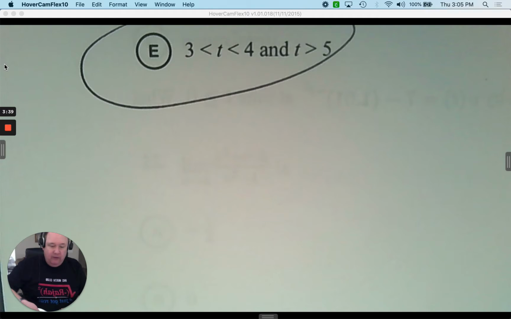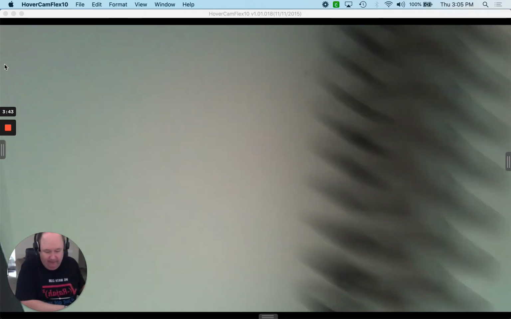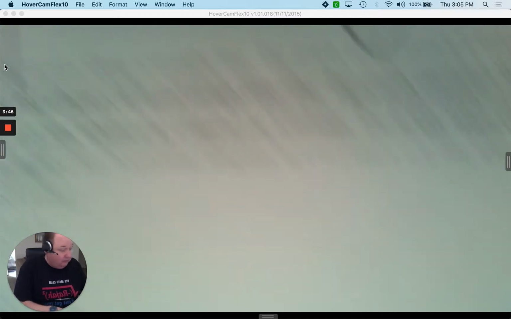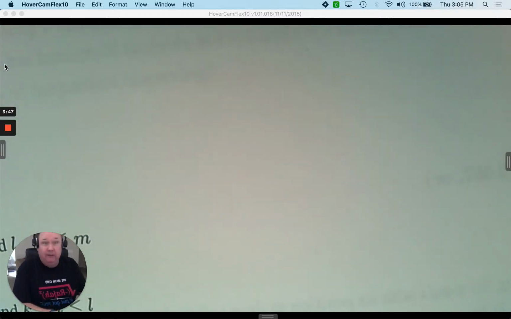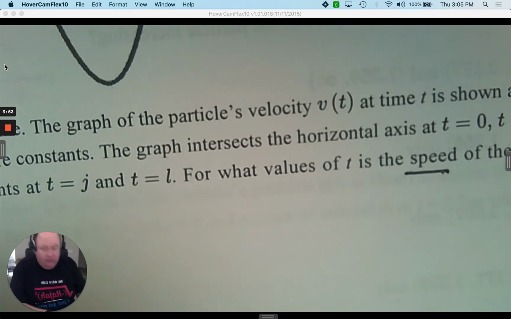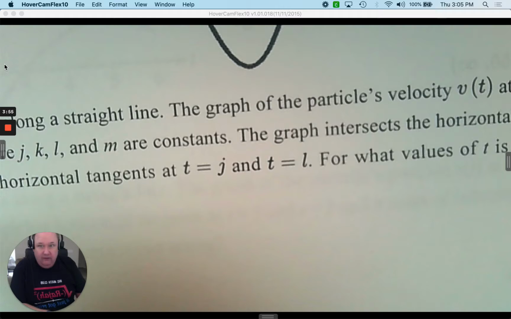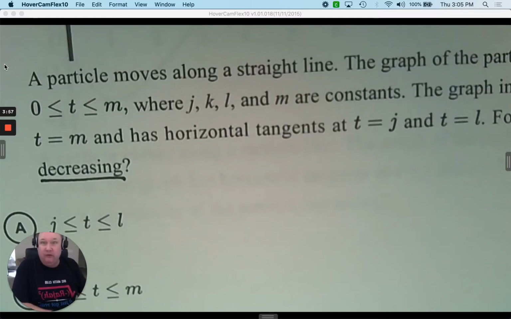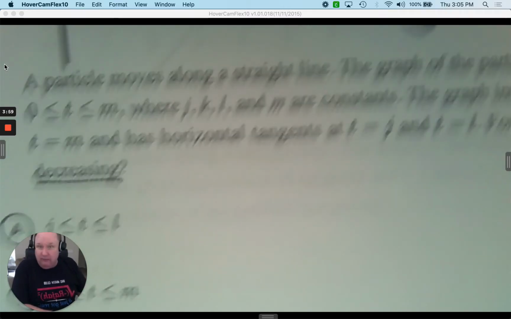All right, number 26. The same question for number 26. Actually, for this one, it's the same because it's talking about speed. So you're given the velocity and saying, where is the speed decreasing? So the speed is decreasing when the signs don't match.